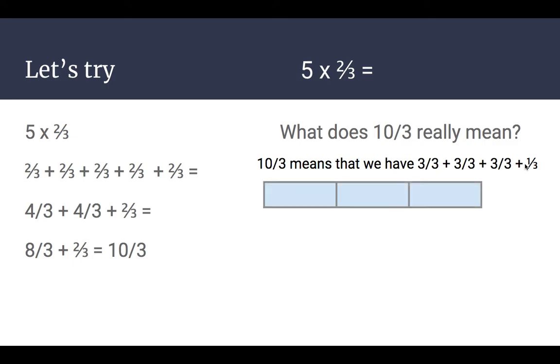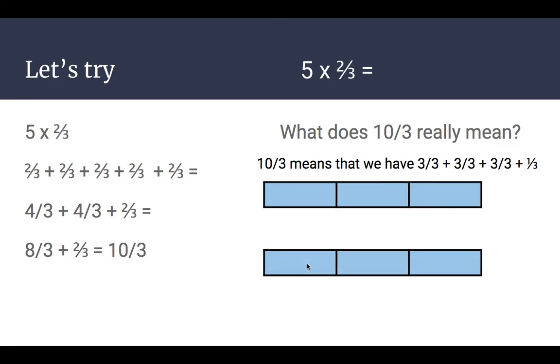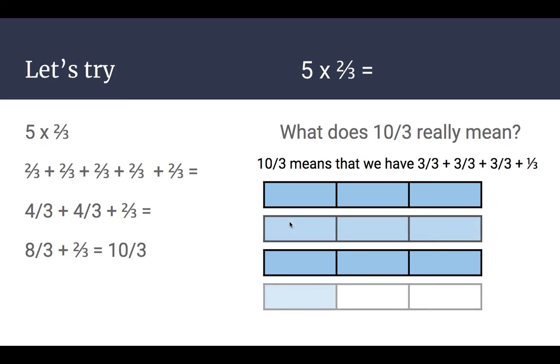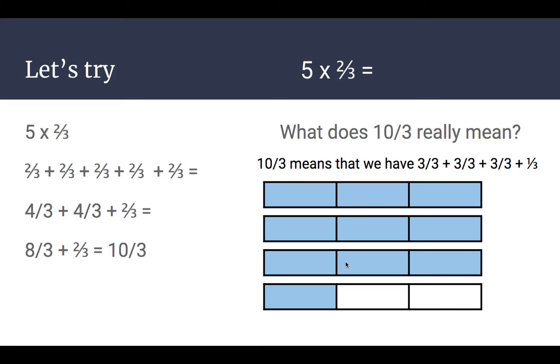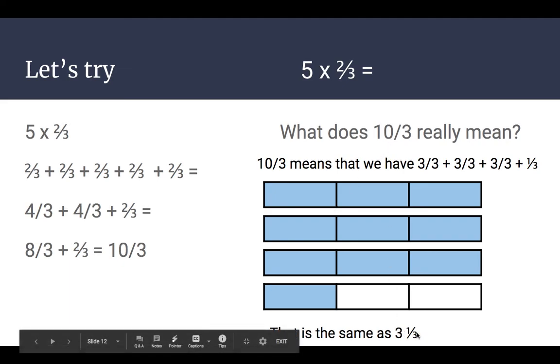Let's look at it as a picture. 3/3, 4/3, 5/3, 6/3, 7/3, 8/3, 9/3, 10/3. When we look at this, what do you think we can write the mixed number as? Remember, a mixed number is a whole number and a fraction. If you said 3 and 1/3, you would be correct. 10/3 is the same as 3 and 1/3.